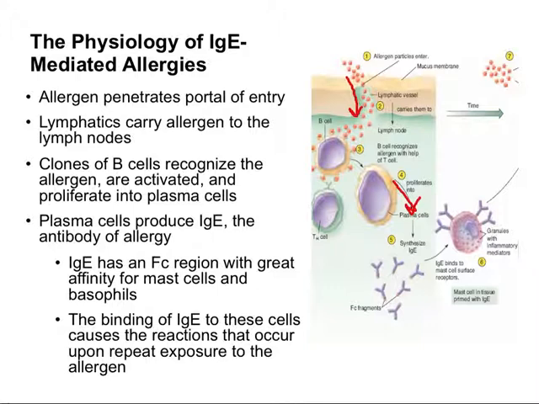However, the constant region is the stem, so this portion of the antibody. And that stem has a great affinity for mast cells and basophils. So the IgE will bind itself to the mast cell surface receptors. Here's a mast cell with many of those IgE antibodies, or IgE receptors, bound to its surface. The binding of these IgEs to the mast cells causes the reactions that occur upon repeat exposure to the allergen.